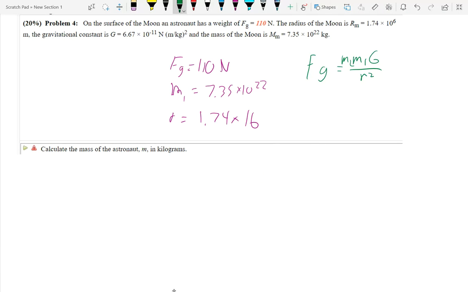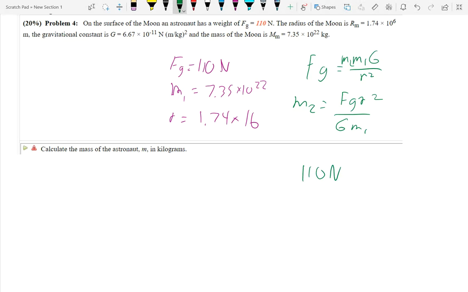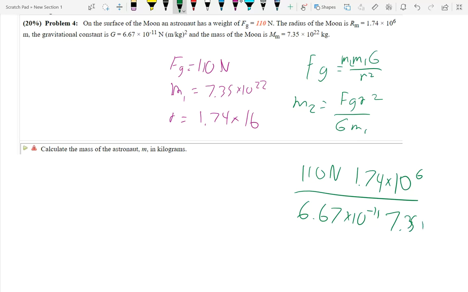Okay, so if we want to solve for mass 2, because we've made mass 1 the moon, we'll basically do the reciprocal. So it's Fg times r squared divided by big G m1. Could you calculate that? Which is what, 100 newtons times r squared. So 1.74 times 10 to the 6 in normal notation this time. And then the gravitational constant, 6.67 times 10 to the negative 11, times the mass of the moon, which is 7.35 times 10 to the 22.